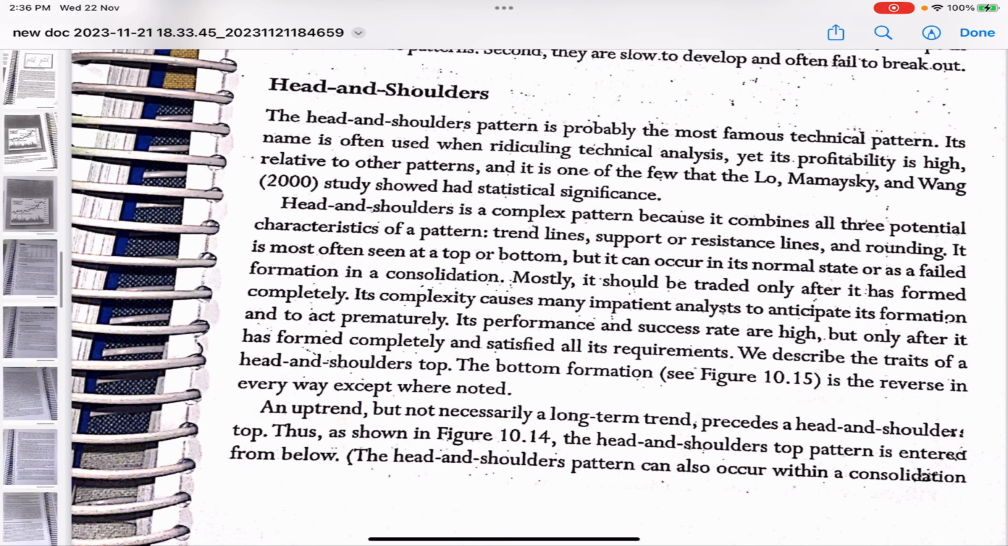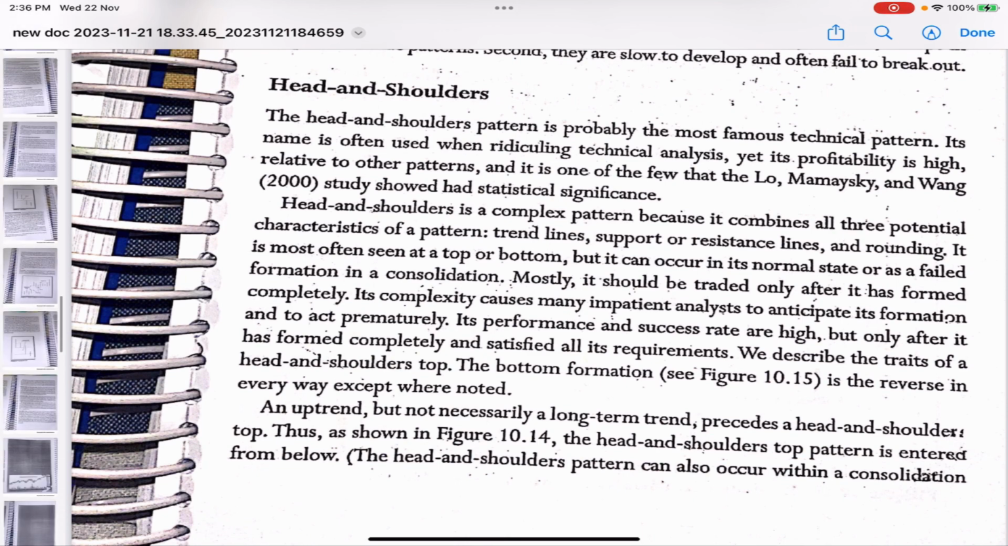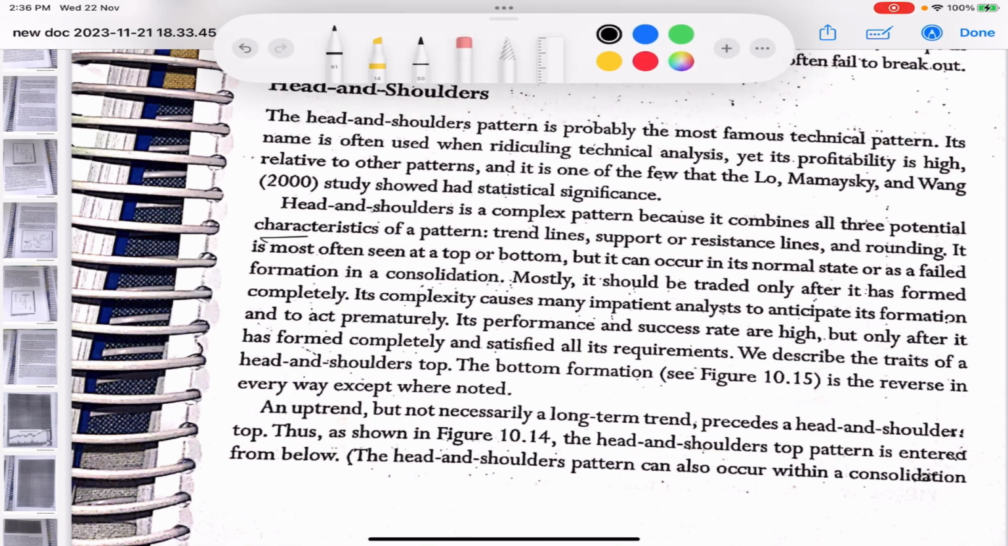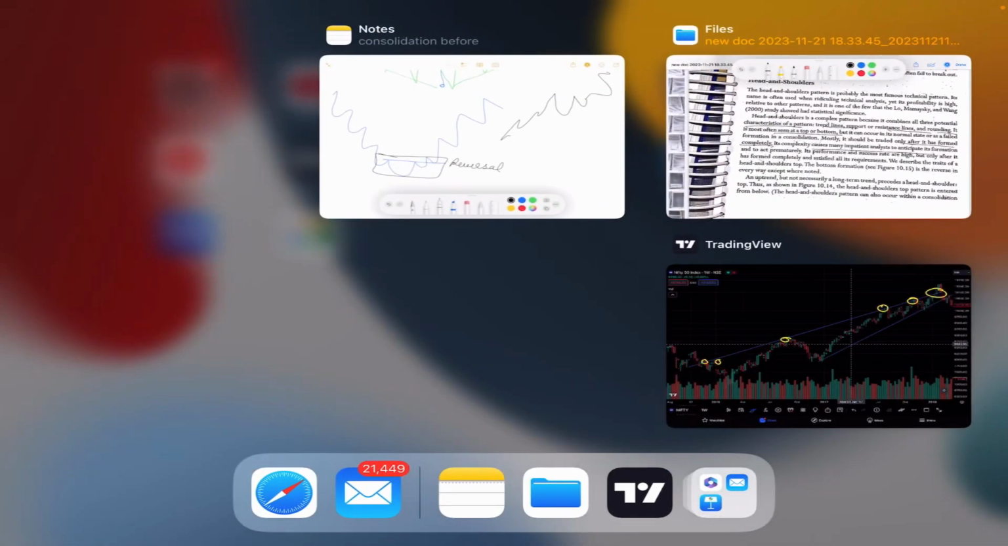Now we come to the next one, which is the head and shoulder. There's nothing to discuss in it. You know what a head and shoulder is, so I will not go into the detail of it. Let us just see the characteristics. It is more often seen at the top or bottom. It can be an inverted head and shoulder or a normal head and shoulder. Mostly it should be treated only after it has formed completely, and you need to wait for a breakdown. Its complexity causes many impatient analysts to anticipate its formation. So you need to wait for a breakdown to occur.